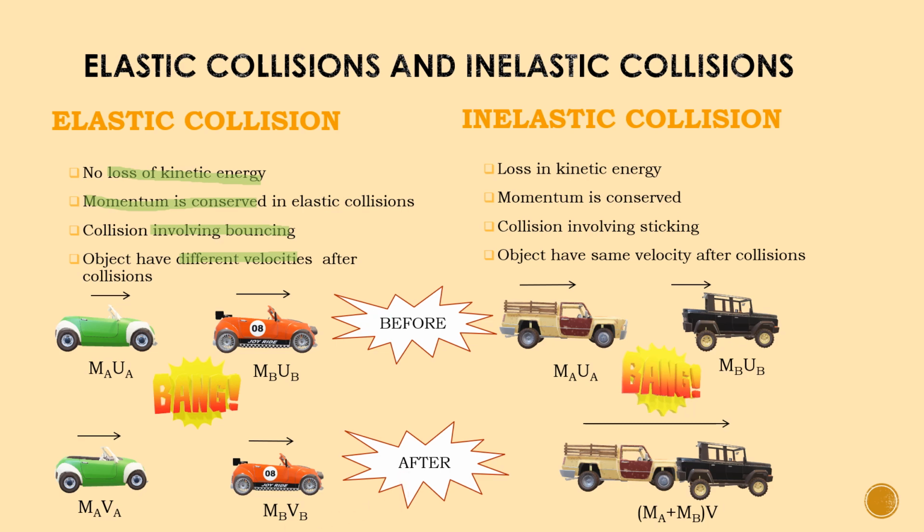Whereas in an inelastic collision, there is a loss in kinetic energy. An inelastic collision is one in which part of the kinetic energy is changed to some other form of energy, but the momentum is conserved and the collision involves sticking. The objects have the same velocity after collision. In this diagram, before collision, this car has mass MA and initial velocity UA, and it collides with this car, which has mass MB and initial velocity UB. After the collision, they stick together and move with the same velocity.